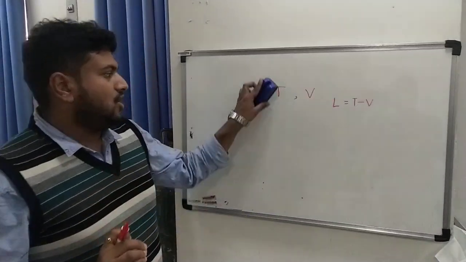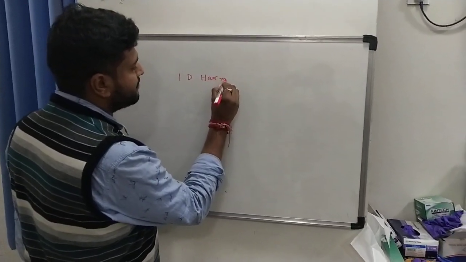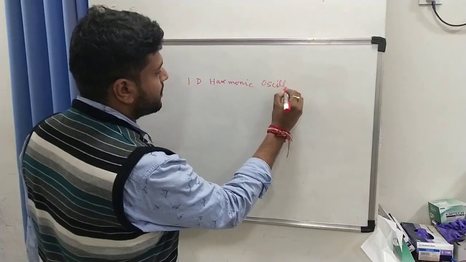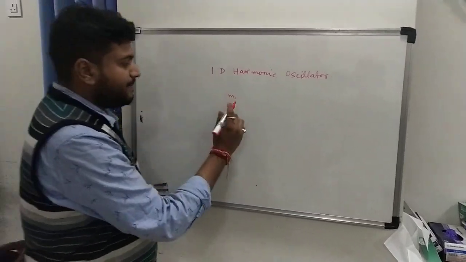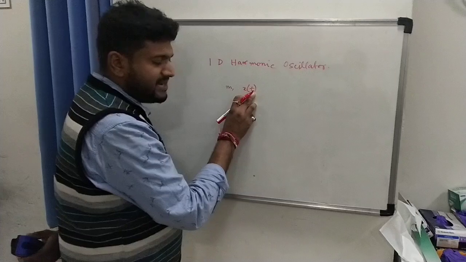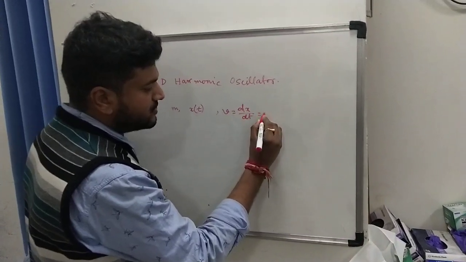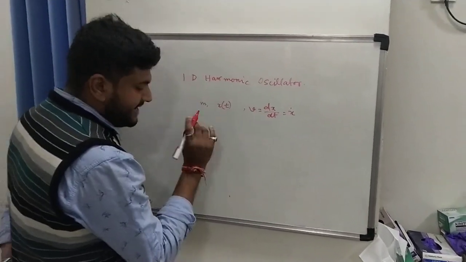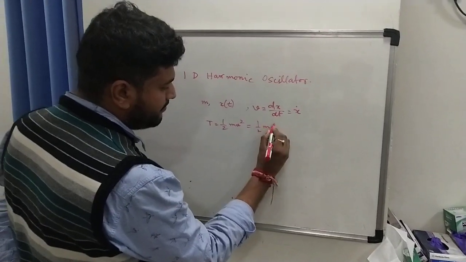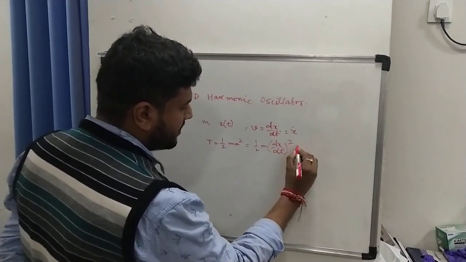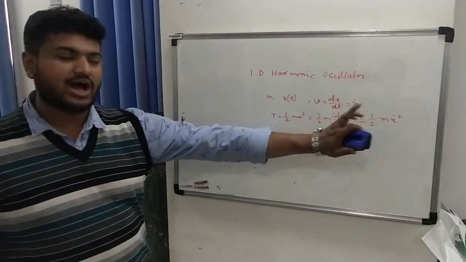Now I am giving one example of a simple system, the 1D harmonic oscillator. Let m be the mass of the 1D harmonic oscillator. If x as a function of t is the instantaneous displacement, then the instantaneous velocity will be v equals dx/dt equals x dot. So the instantaneous kinetic energy will be capital T equals half m v square, which is half m (dx/dt) whole square, equals half m x dot square.